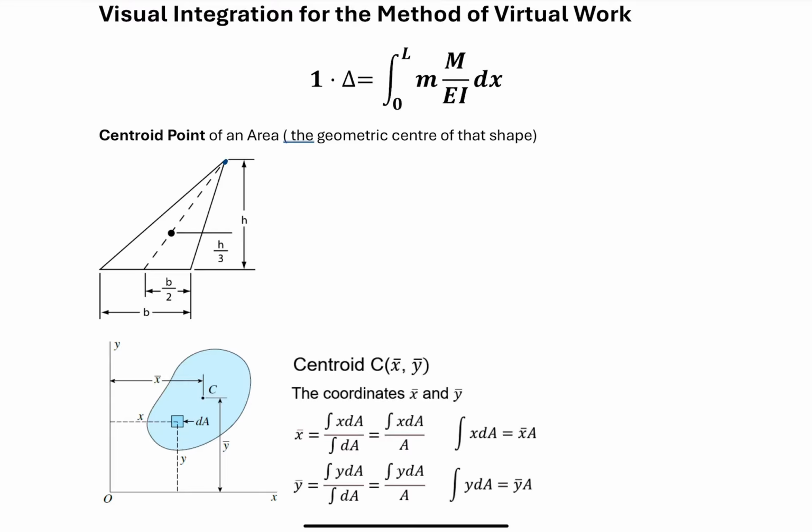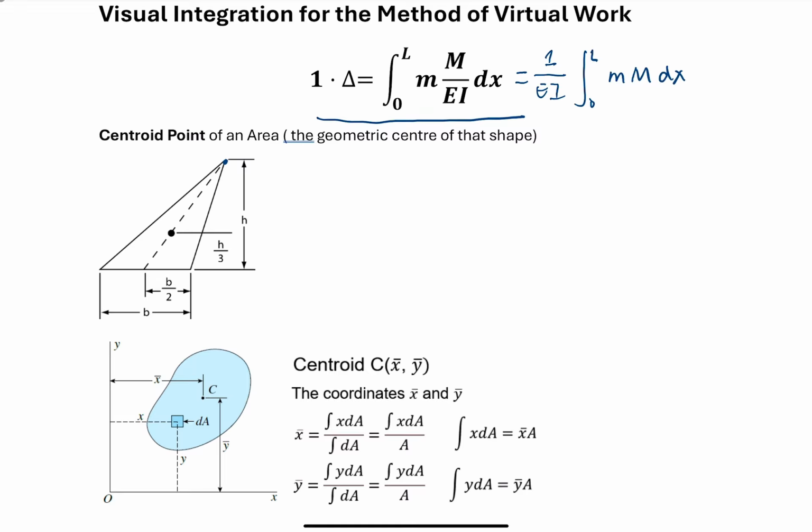So here I'm going to talk about a very useful tool for the method of virtual work: visual integration. When we deal with beam structures, we normally have the equation for the method of virtual work. In this equation, normally EI is a constant, so we can move EI outside of the integration. Then we will have 1 over EI, integral from 0 to L, small m, capital M dx.